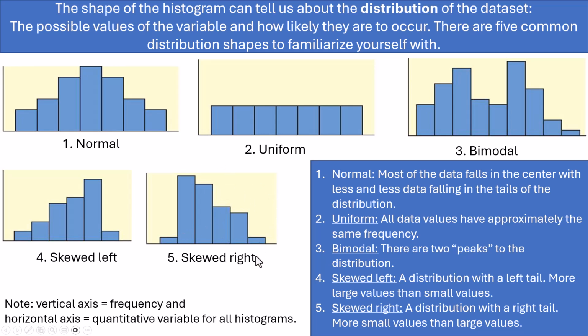The way that I remember skewed left and skewed right is the directionality in which the distribution diminishes. So as we move toward the left, the skewed left distribution diminishes or tails off. And as we move towards the right, in a skewed right distribution, the distribution diminishes or tails off. So make sure you are familiar with these 5 different distribution shapes.